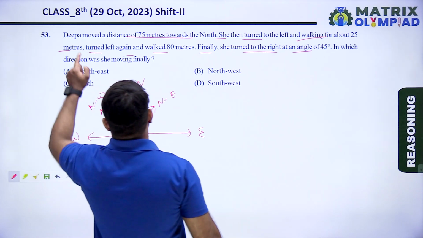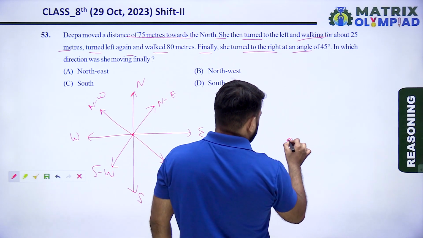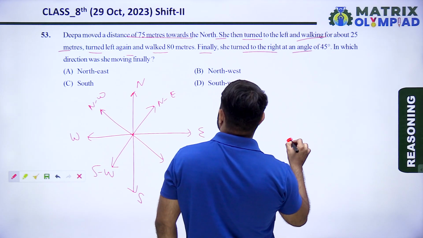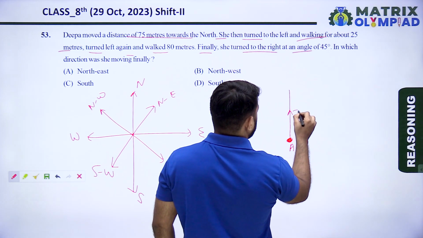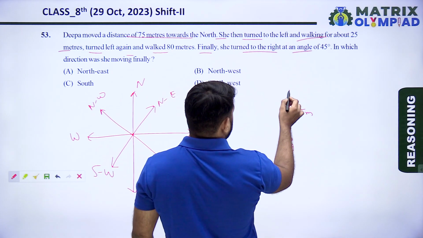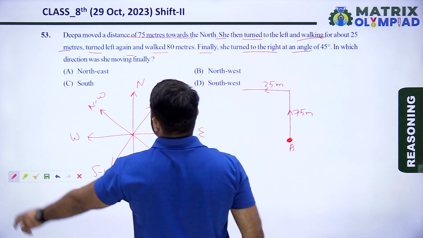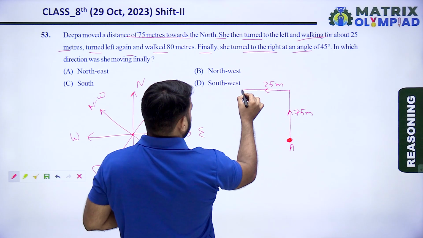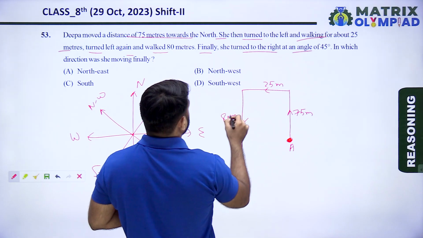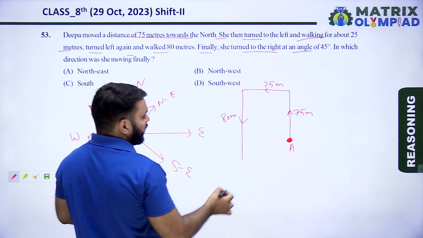According to the question, Deepa moved a distance of 75 meters towards the north. Let's suppose this is the starting point of Deepa, and she moved 75 meters in the north direction. She then turned to the left and walked about 25 meters. She turned left again and walked 80 meters. Finally, she turned to the right at an angle of 45 degrees.